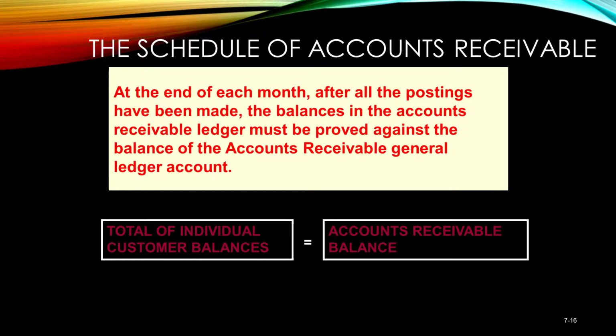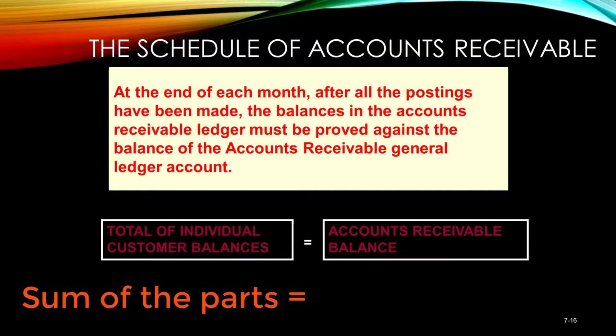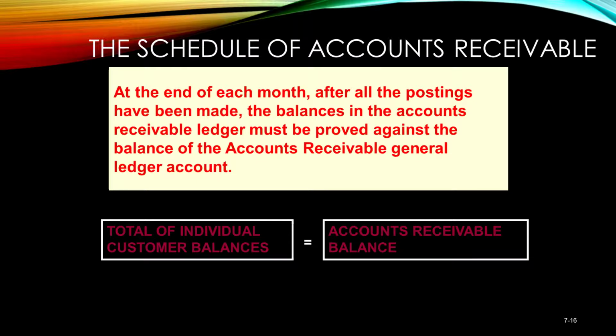The way that we will prove that the sum of the parts equals the whole thing is through the schedule of accounts receivable. This means that at whatever cutoff date the company chooses, we will list each individual balance from the accounts receivable subsidiary ledger, total it up, and ensure that it agrees back to the accounts receivable balance in the general ledger. In other words, the sum of the individual customer balances must equal the total in the general ledger. This is called the schedule of accounts receivable.